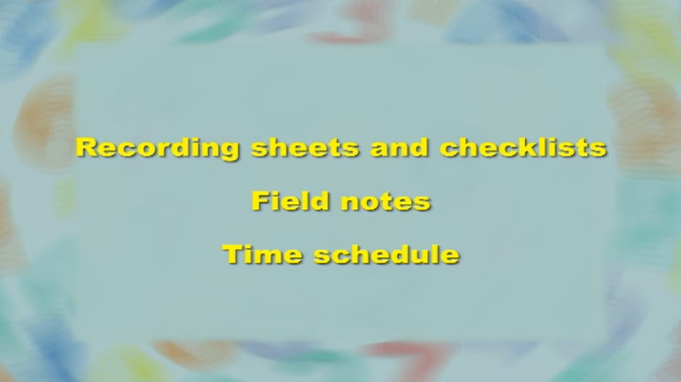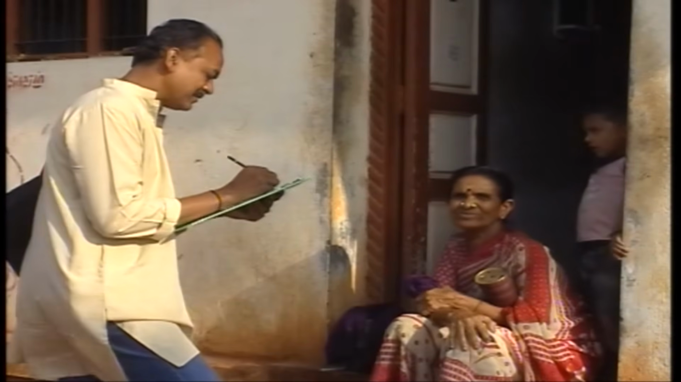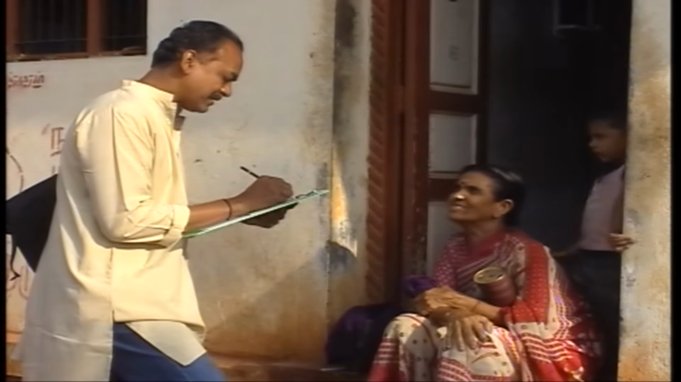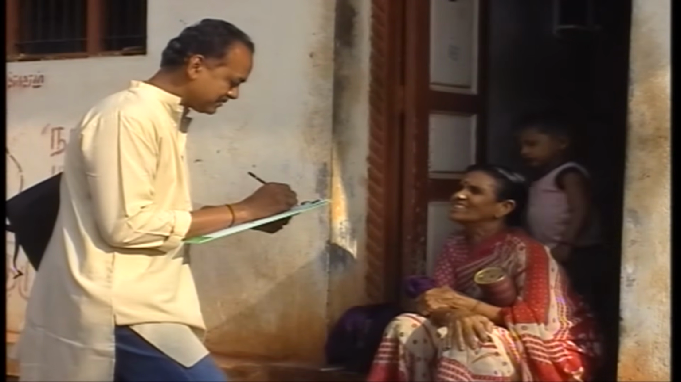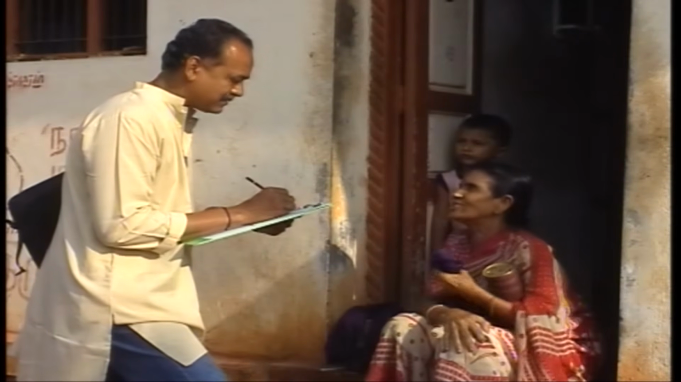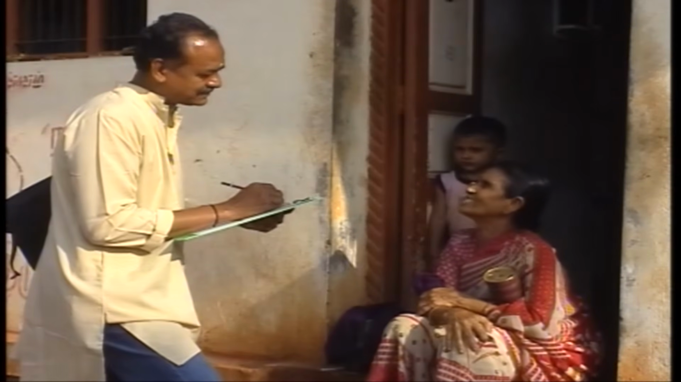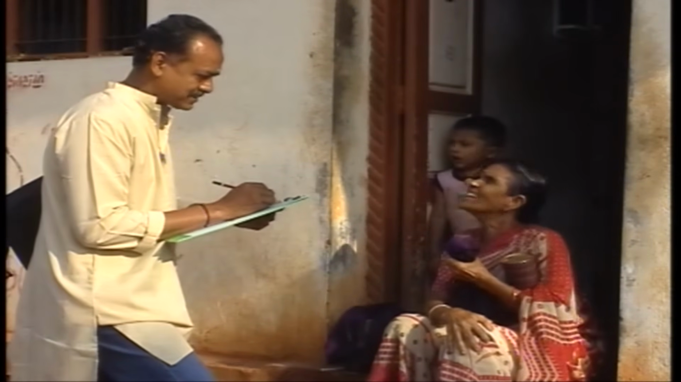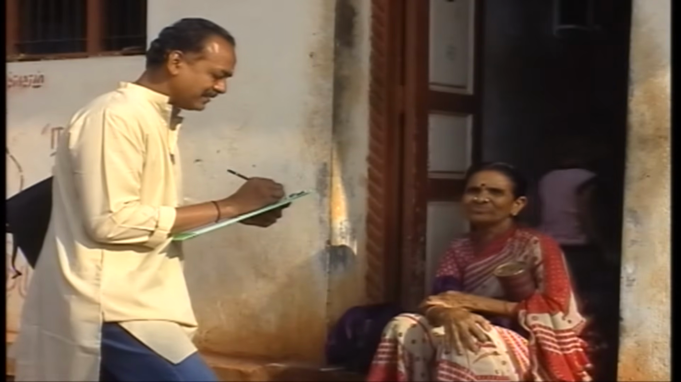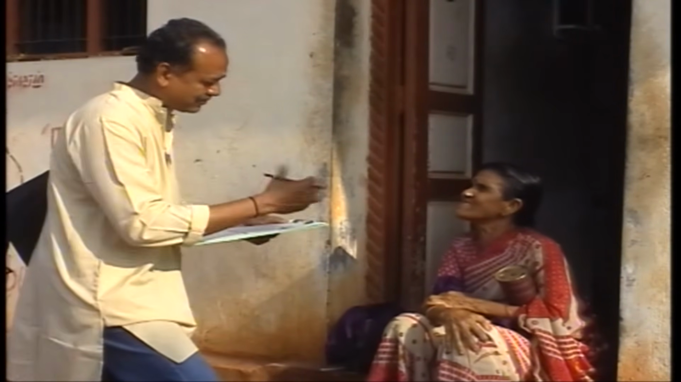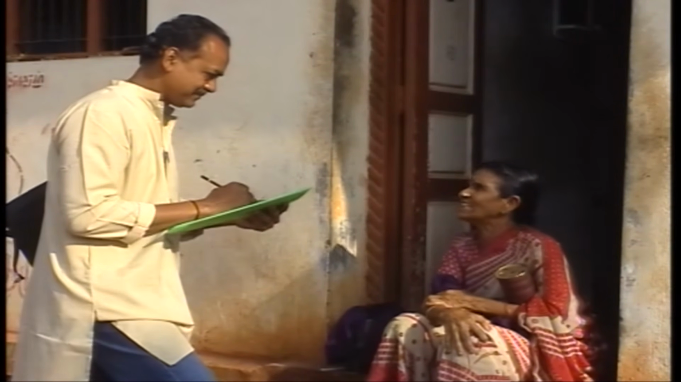Field notes are the least standardized way of collecting observation data and do not include preset questions or responses. Then what do field notes do? Field notes are open-ended, where data can be written or dictated onto a tape recorder.